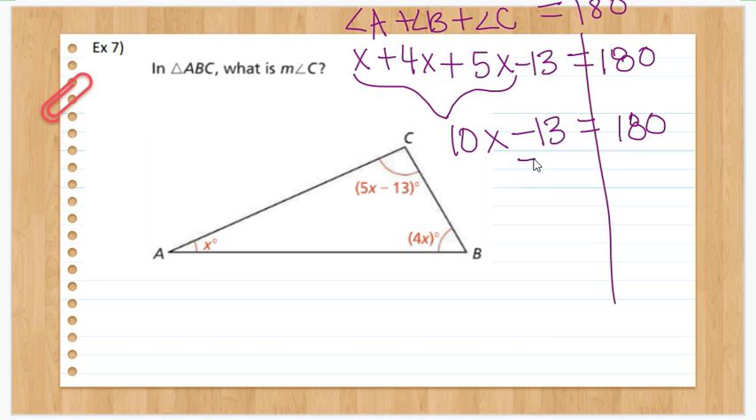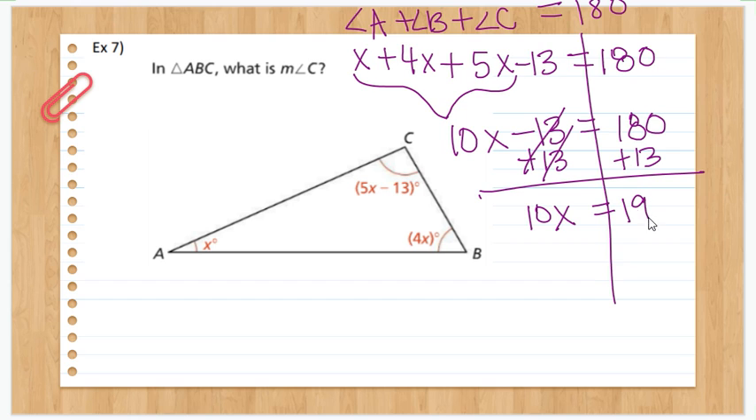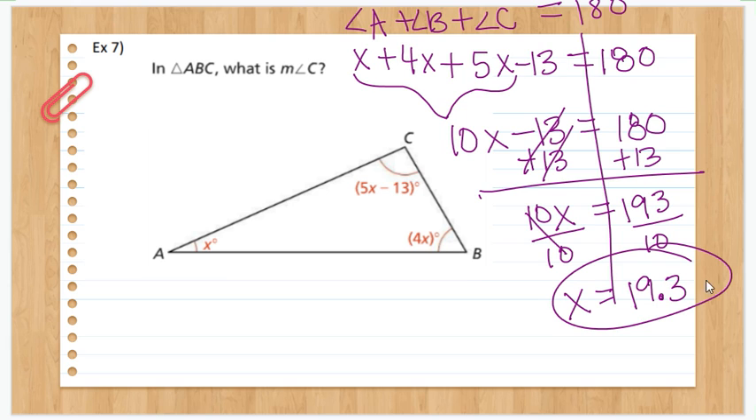Now I want to move this minus 13 by doing the opposite, which is add 13. Notice how everything's building. We learned how to do equations earlier in the year, before geometry, because we were going to have to apply them now that we're in geometry. Bring down that 10x, and 180 plus 13 gives us 193. Divide by 10, and x equals 19.3. Oh no, we got a decimal.